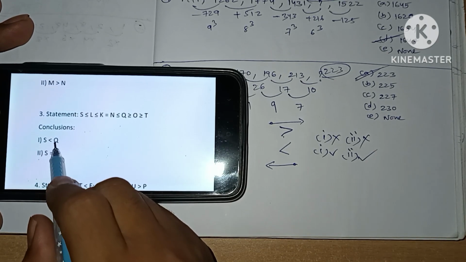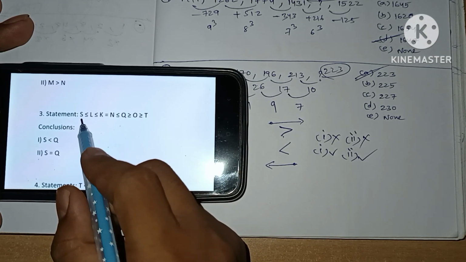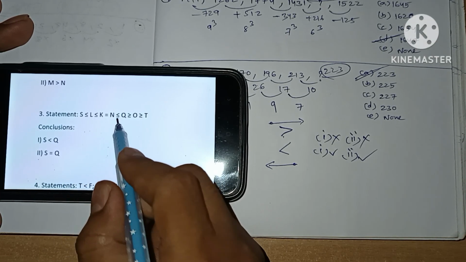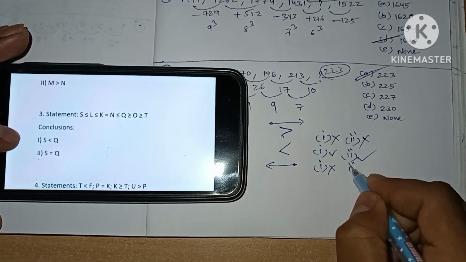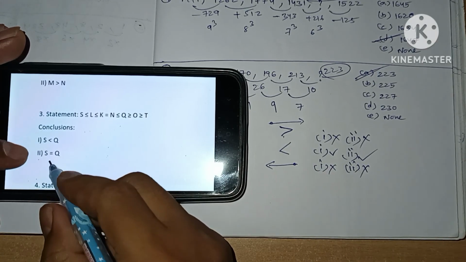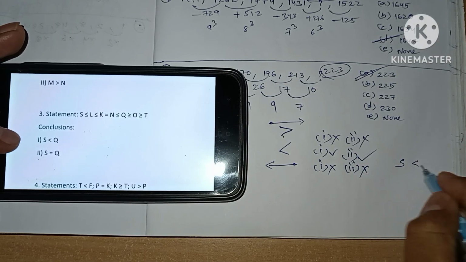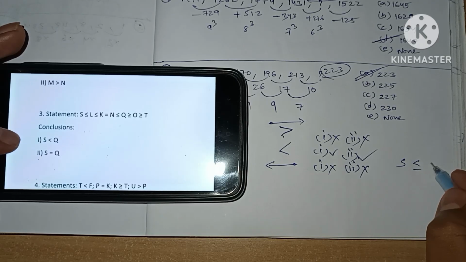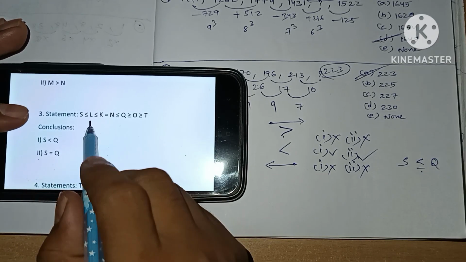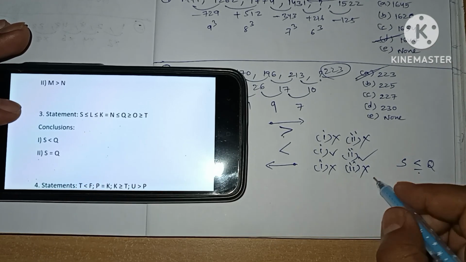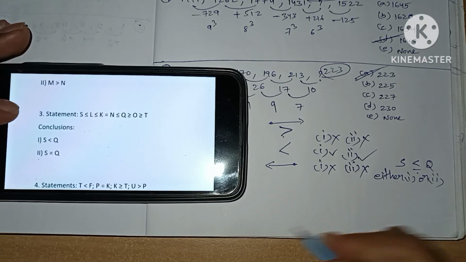Next, third one, the flow from Q to S. From Q there is a flow to S and there is equal to also, so individually the first conclusion and the second conclusion are false, but combining both the conclusions we have the flow of Q to S with equal to. We have the same flow in our question, so it is an either-or case, either 1 or 2 is the answer for this one.